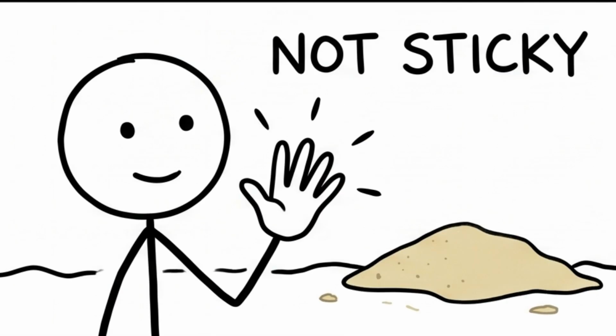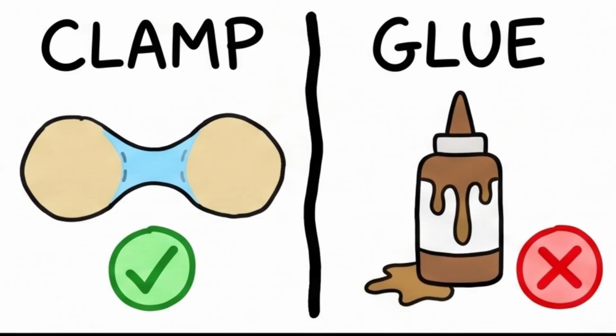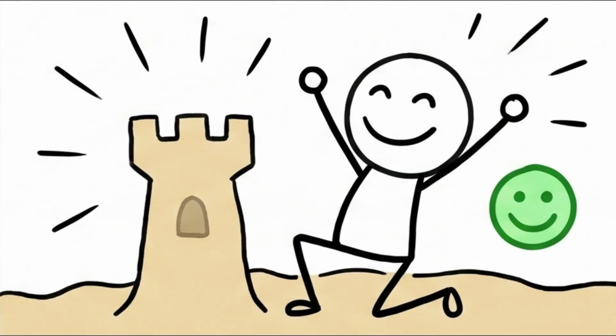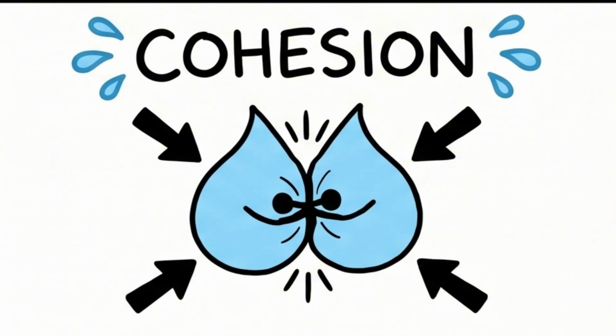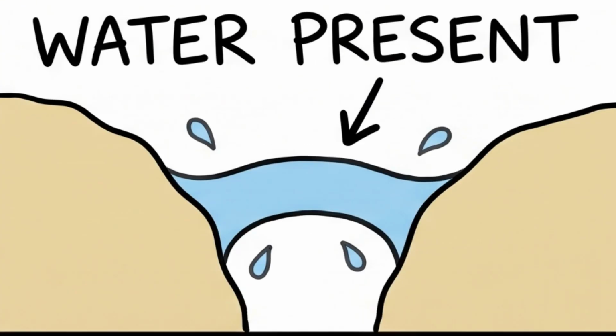The sand is not sticky. The grains are exactly as loose as they were. The water is a clamp, not a glue. Give me a moment with that one. Every sandcastle on Earth is standing because water refuses to let go of itself. And here is the defining property of a clamp made of water. It only works while the water is there.